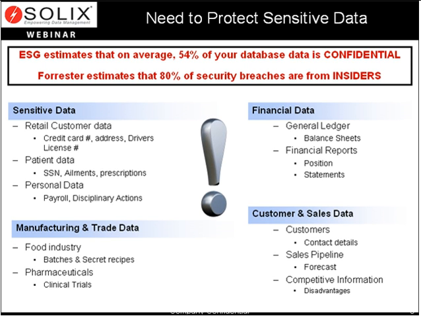Analysts estimate that on average, 54% of database data is considered confidential. Forrester estimates that more than 80% of security breaches are from insiders. Types of sensitive data that need to be protected include retail customer information, patient data, personnel data. In manufacturing, if you're in the food industry, batches, secret recipes, pharmaceutical clinical trials, or even financial and customer and sales data from a company confidential perspective.